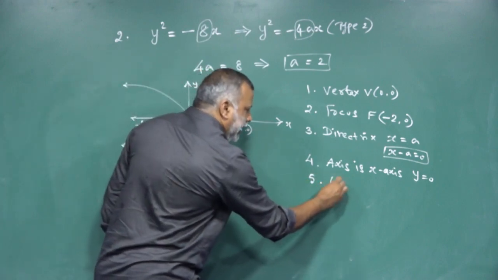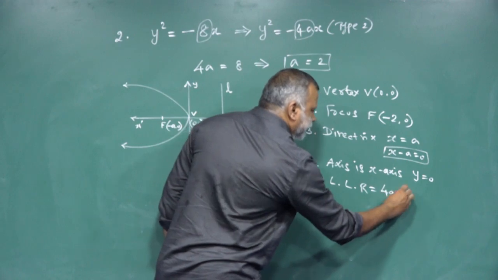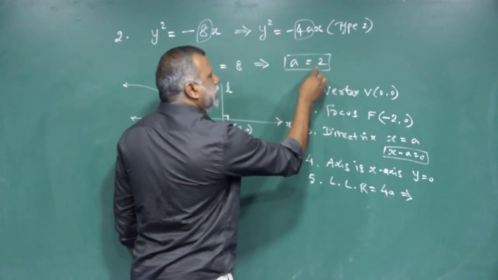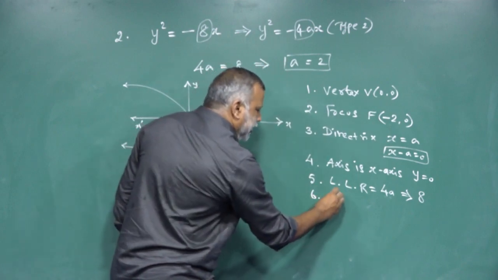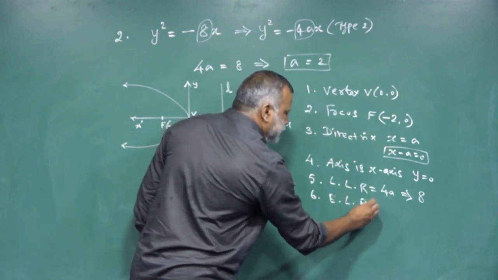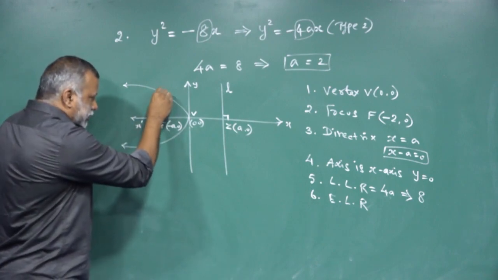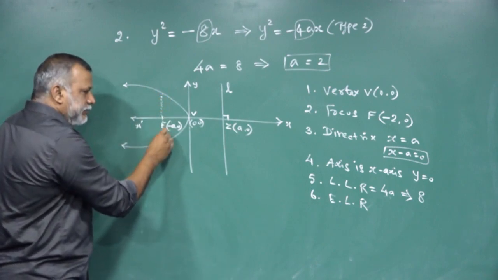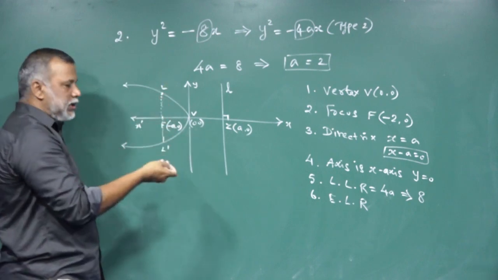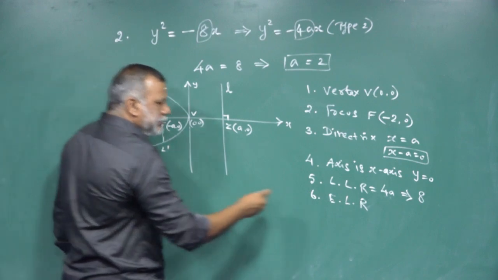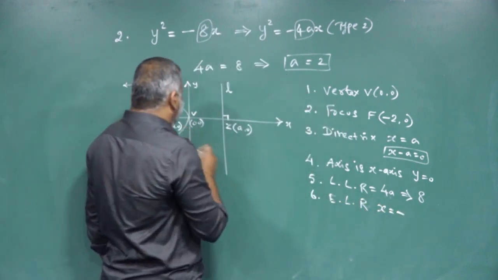Number 5. Length of the latus rectum. It is always 4a. So that means 4 into a equal to 2, therefore we can get 8. Number 6. Equation of latus rectum. See here, this is latus rectum. The point focus is here, minus a. The line passing through the focus, that is called focal chord. Here see x equal to minus a.